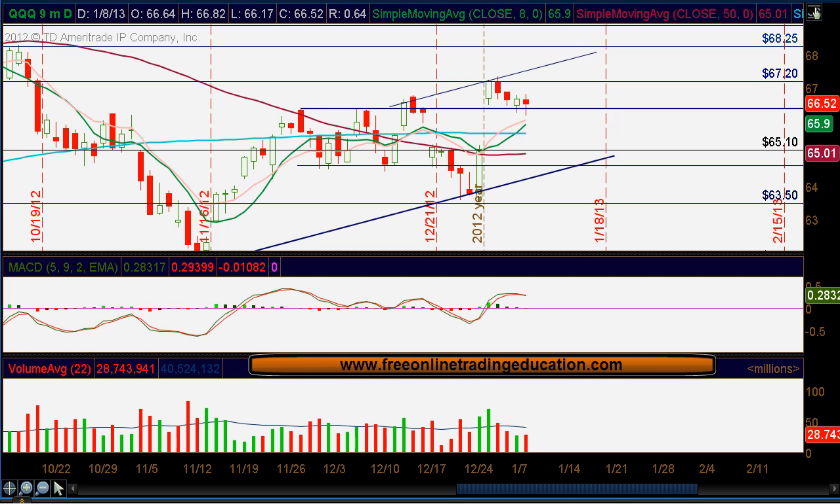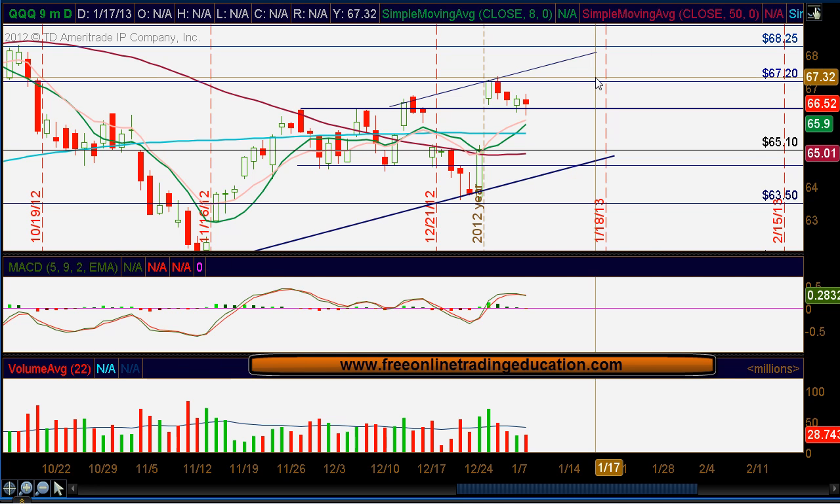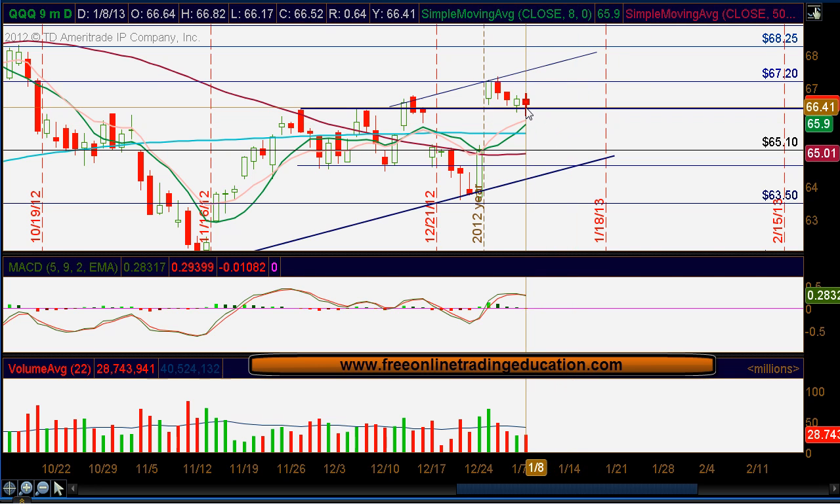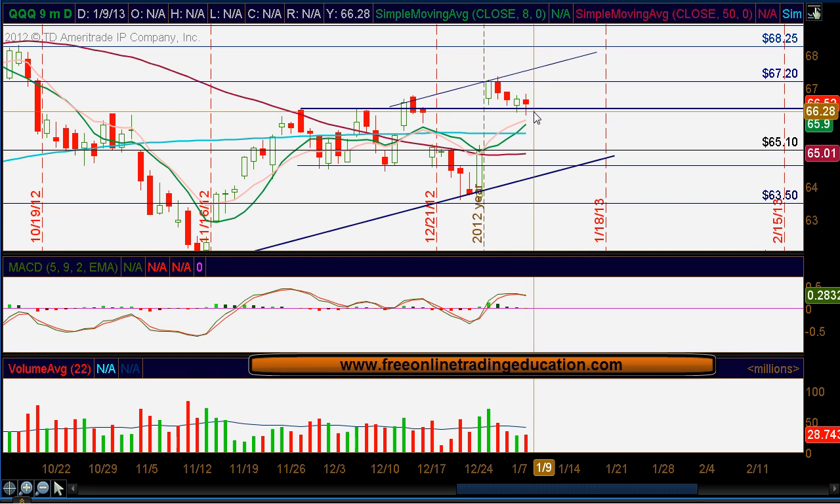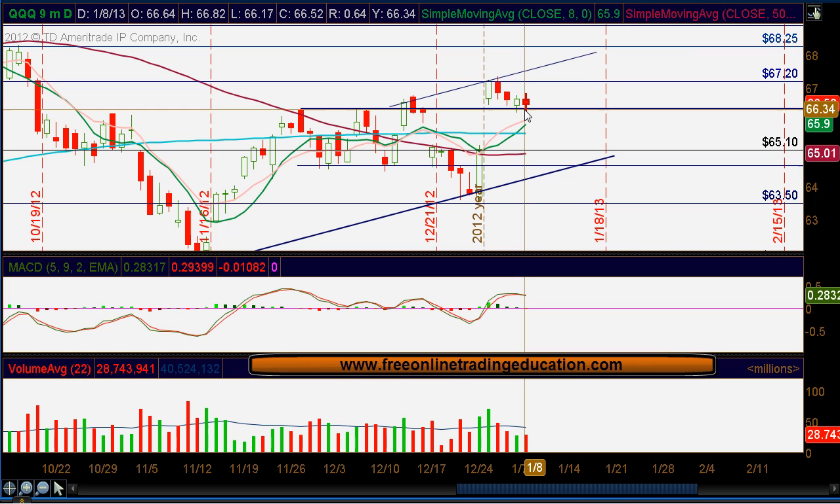Let's take a look at the Q's chart and analyze it to make sure that we all know what is happening. Wow! Another beautiful test of that lower area of support down here, 66.37, which we talked about yesterday. And we are testing it here again today, closing the day above it.